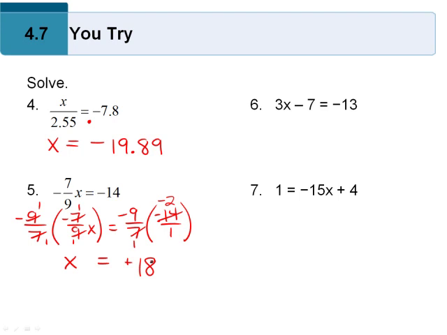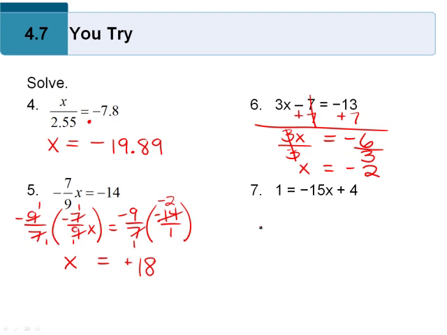All right, number 6. 3x minus 7 equals negative 13. So the first thing we need to do is we need to get rid of that negative 7. So I'm going to add 7 to both sides. So 3x comes down, equals, the 7's are gone, so it equals negative 6 because you have to subtract there. And now to get rid of the 3, since that's multiplication, I need to divide. So divide by 3. And x, the 3's cancel, x equals negative 2.